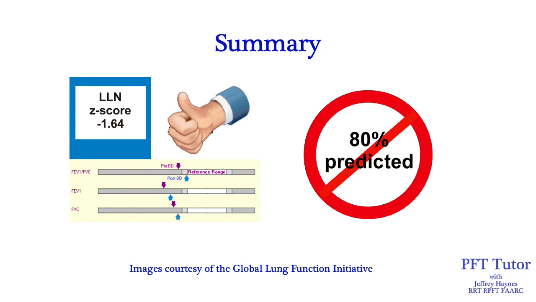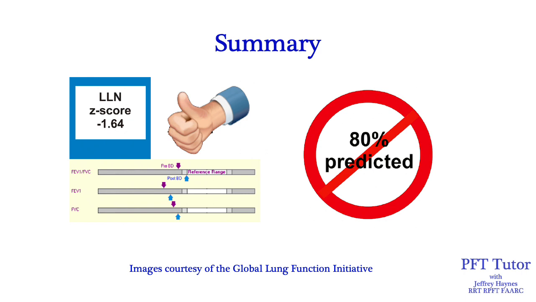The 2022 ERS ATS PFT interpretation technical standards recommend that z-scores be used to grade PFT results. The use of 80% of predicted as a lower limit of normal for PFT data is statistically invalid and should be abandoned. Z-scores are superior to percent predicted because they are statistically sound, and using a plus or minus 1.64 z-score as the normal range is applicable to all PFT values regardless of the width of the normal range.